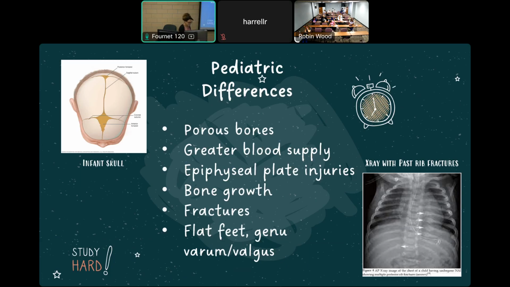Ligaments and tendons are stronger than bones until about puberty. And remember, anatomically, we have skull bones that are not fused together at birth. Those spaces are called sutures.